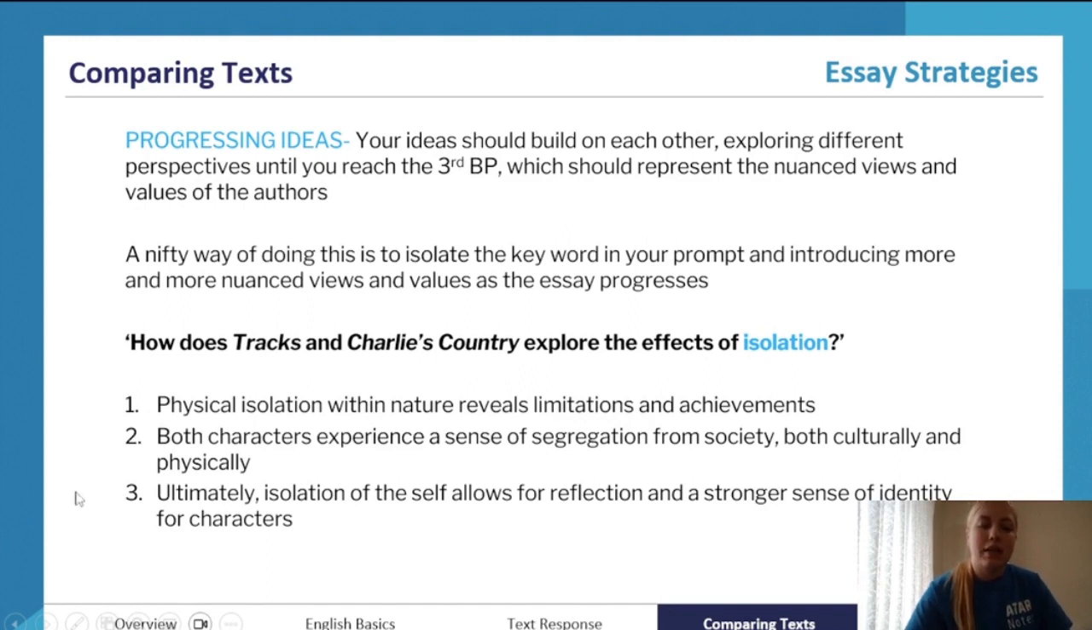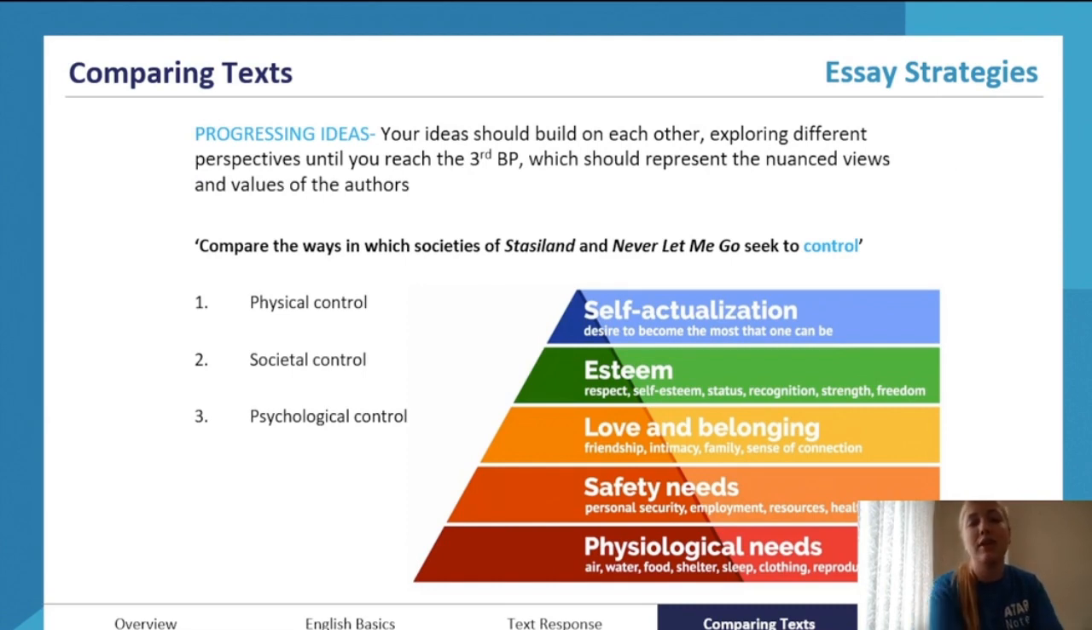And our most complex link that we're going to try to add those nuanced views and values into is that ultimately isolation of the self allows for reflection and a stronger sense of identity for characters. Beautiful. So that isolation can actually be a good thing, even though it should be a devastating force. And that's how we formed our most complex argument by arguing with ourselves and having this more developed idea. So progressing ideas, again, this is a really good way to visualize it.